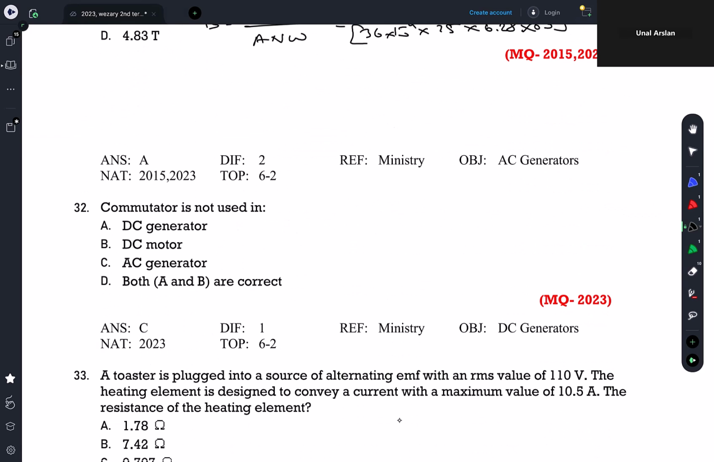Commutator is not used. Commutator is used in DC motor or DC generator. Not used is AC.